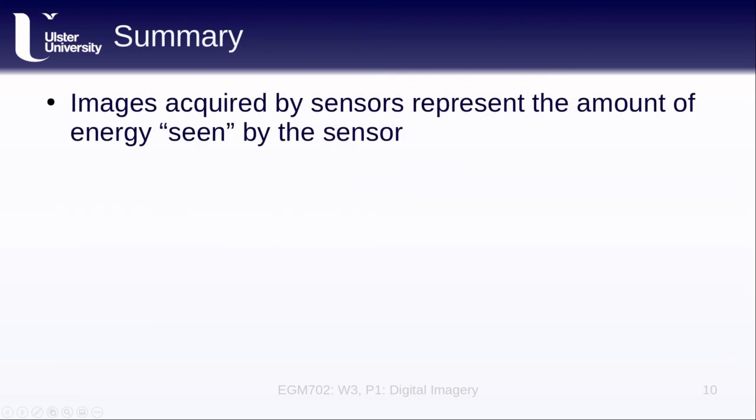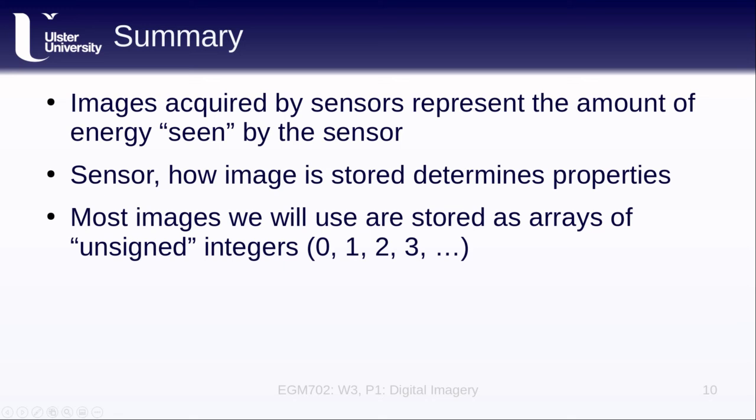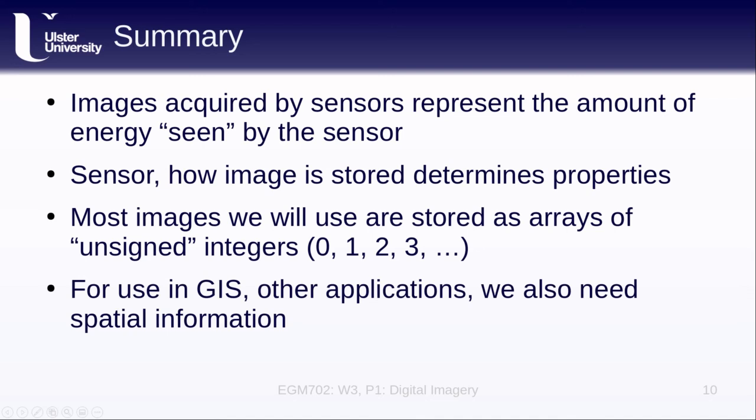In this lesson, we've learned how the images acquired by a sensor, whether using the comparatively ancient technology of photographic film or a digital detector, represent the amount of energy that is seen by the sensor. The properties of the image, its dimensions, its bit depth, are determined by the sensor and how the image is stored. Most of the images we will see are arrays of unsigned or non-negative integers. If we want to use satellite images in a GIS, they need to also be stored with spatial information in order to help locate and project the image.